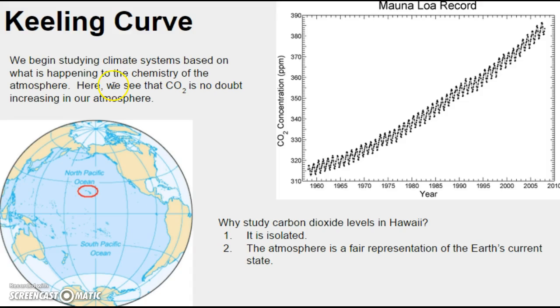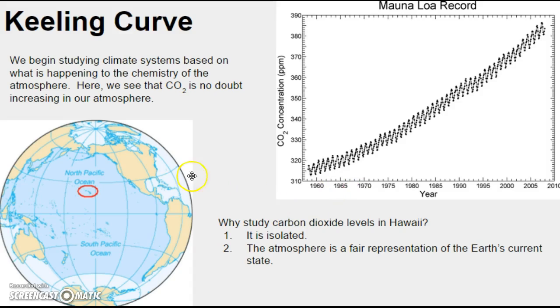Okay, moving on. So here we'll look at Keeling curves, and everything moving forward is going to be all about data. Everything's about the data here. We'll begin studying climate systems based on what is happening to the chemistry of the atmosphere. Here we see that carbon dioxide is no doubt increasing in our atmosphere. And this is the famous Keeling curve, that the Keeling curve is showing that this carbon dioxide concentration is increasing. And it has been very, let's just say, at a relatively steep angle in recent history.